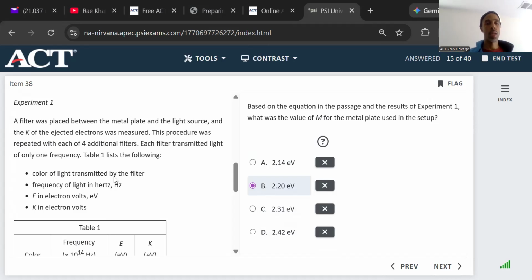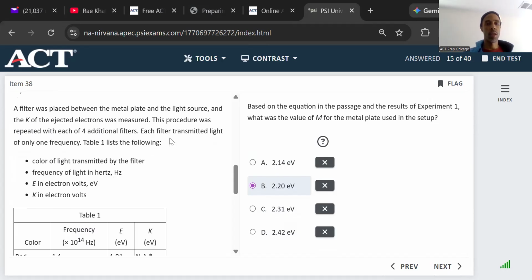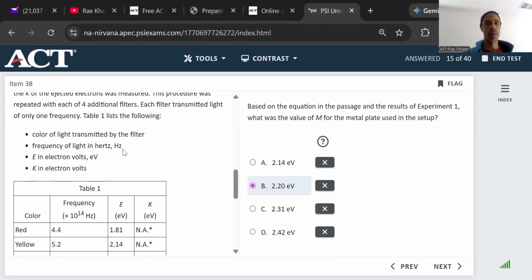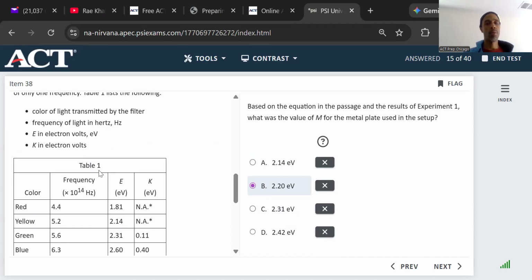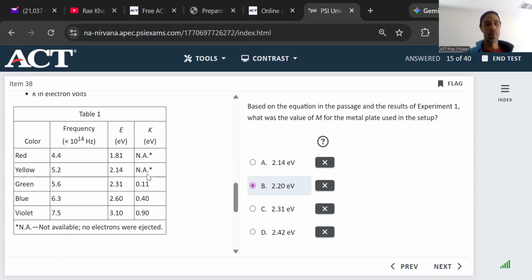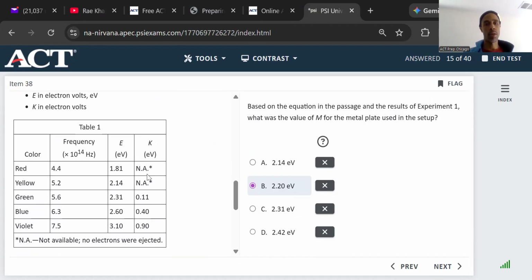Wait, this procedure was repeated with each of four additional filters. Each filter transmitted light of only one frequency. Table one lists the following: color of light transmitted by the filter, frequency. But how do we know, was the first one red? So it'd be 4.4 minus 1 point. No, K is not available, not applicable. No electrons were ejected.